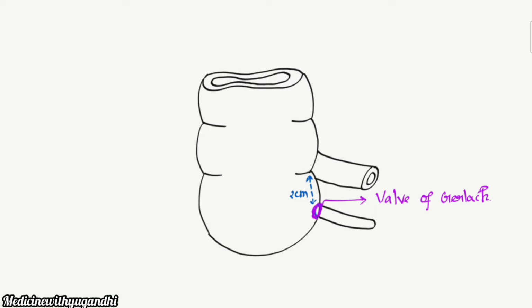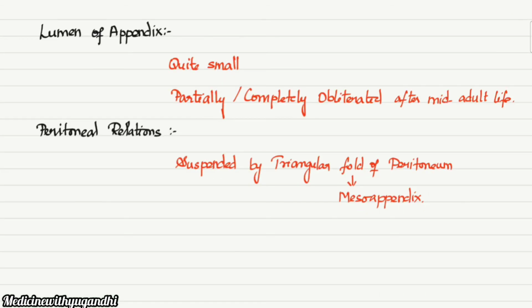Then coming to the next topic, that is the lumen of the appendix. As I mentioned in the previous video, the lumen of the appendix in children is somewhat broader than in adults. After mid-adult life, this lumen gets obliterated and becomes much narrower. The lumen of the appendix is quite small and partially or completely obliterated after mid-adult life.